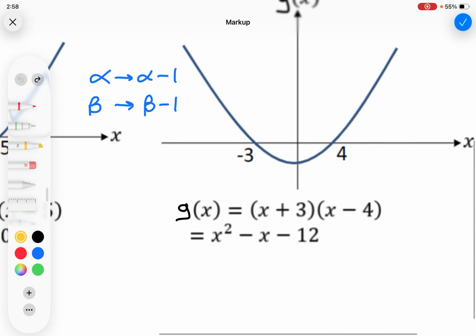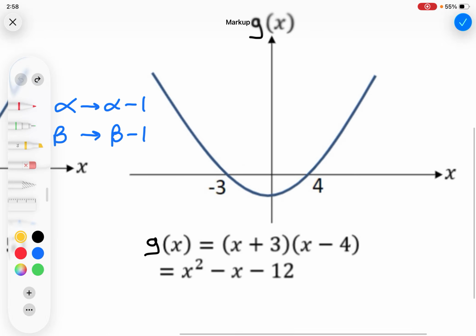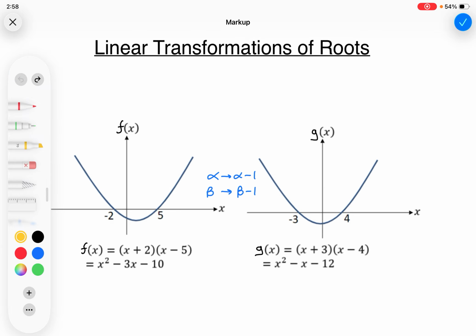Right, let's do the same thing with the second equation, where both of the roots were 1 less than what I started with. So the fact that we've got a -3 there means I've got x plus 3 as a factor. The 4 means I've got x minus 4 as a factor. And multiplying those two factors together gives me the quadratic associated there. So this quadratic has roots that are 1 less than this quadratic.